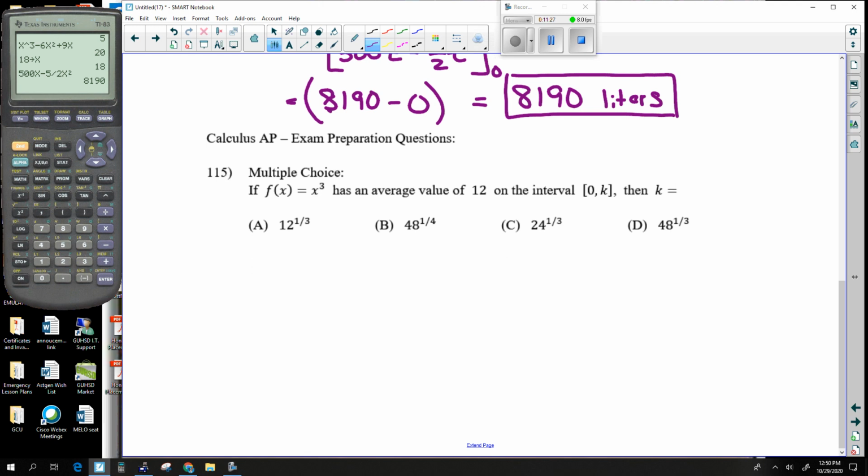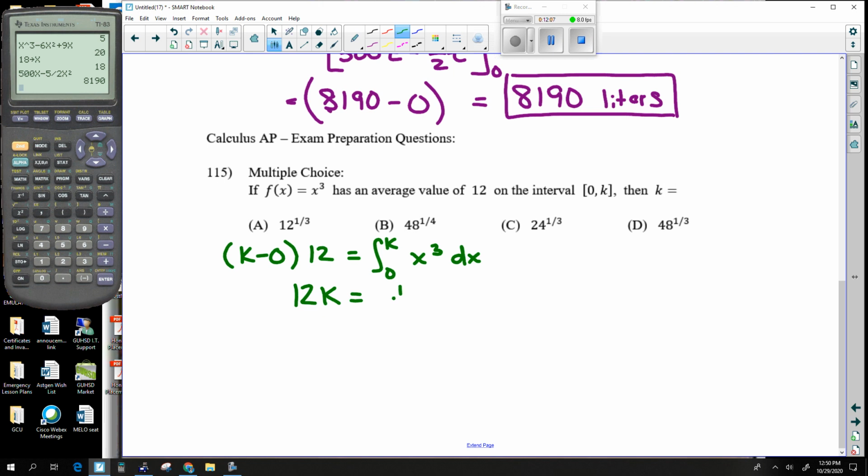Okay, f of x is equal to x to the third has an average value of 12 on the interval from 0 to k. And what is k? All right, here we go. So average value is the rectangle. So the rectangle goes from k to 0 of the average value. And they say that the average value is 12. And that's going to be equal to the integral, the value of the curve from 0 to k of x to the third. So the area of the rectangle is equal to the area of the curve.